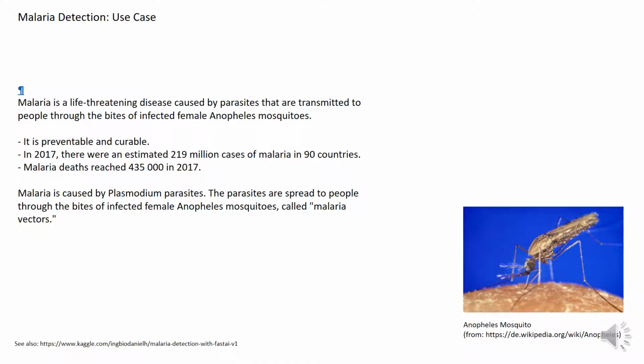Malaria is a life-threatening disease caused by parasites that are transmitted to people through the bites of infected female Anopheles mosquitoes. It's actually preventable and curable, and in 2017 there were more than 219 million cases of malaria in 19 countries, and quite a few deaths. Malaria is caused by Plasmodium parasites, and these parasites are spread to people through the bites of infected female mosquitoes, which are called malaria vectors.